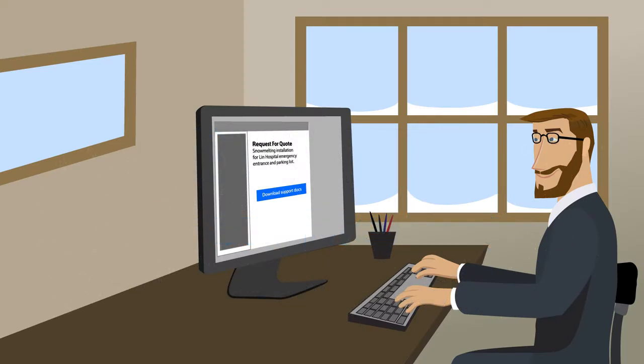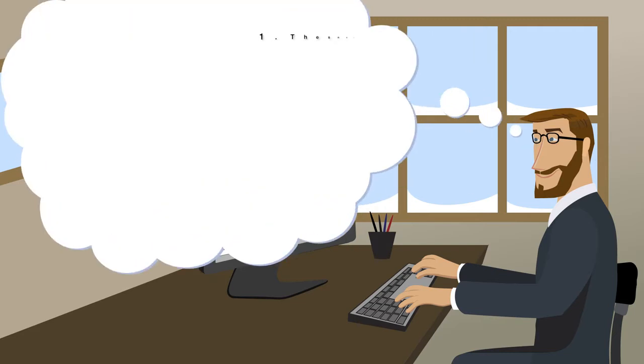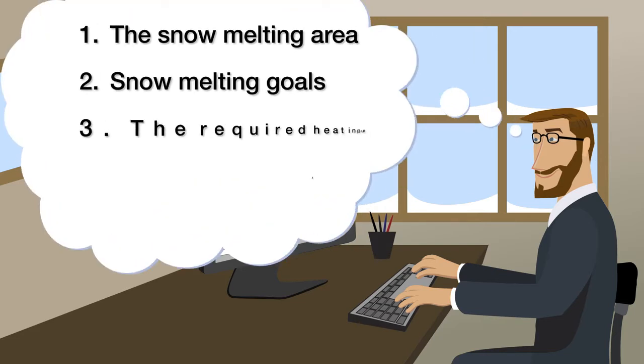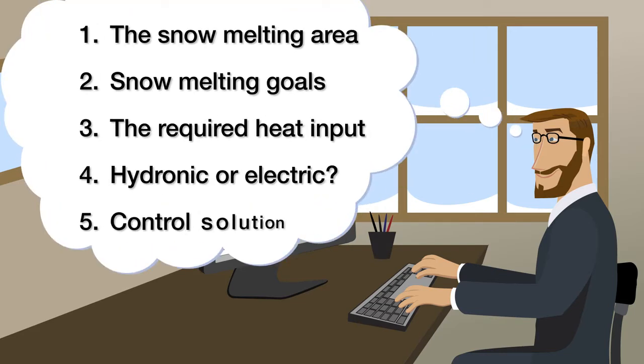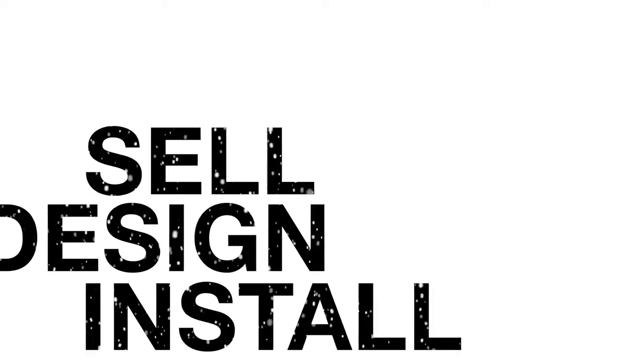Snowmelting projects have some initial considerations that must be addressed when using design software. You must consider the snowmelting area, snowmelting goals, the required heat input, hydronic or electric, and control solution. The Watts snowmelting application simplifies the design process, providing you with everything you need to sell, design, and install a high-performance snowmelting system. How big is the area you want to melt?